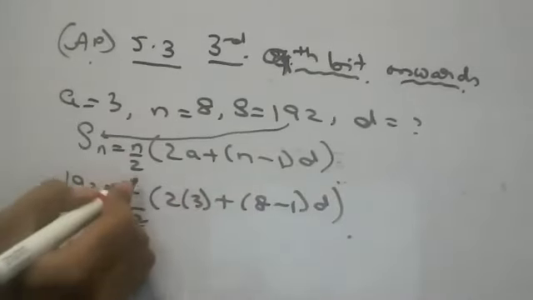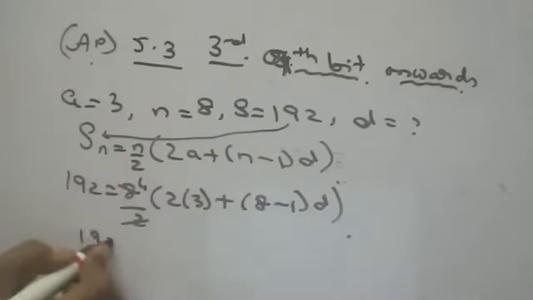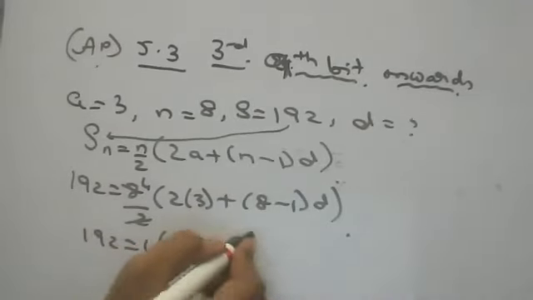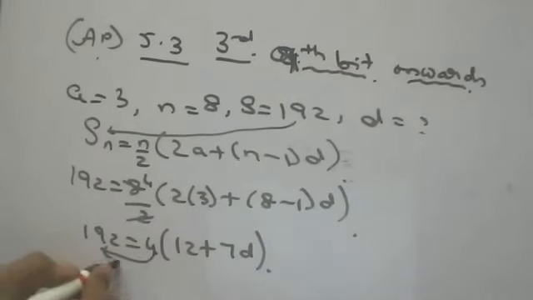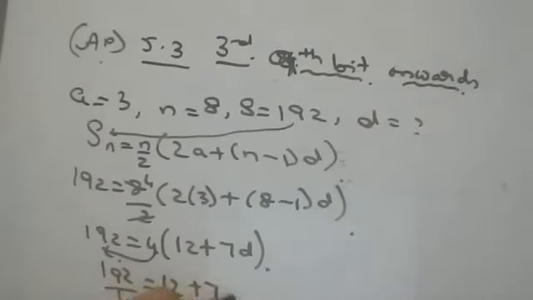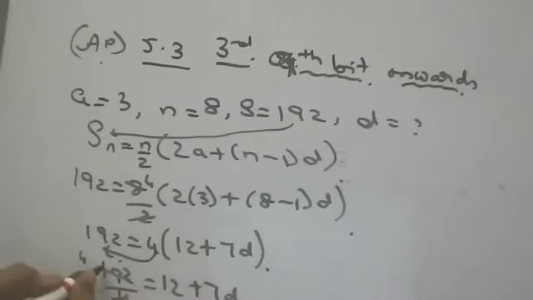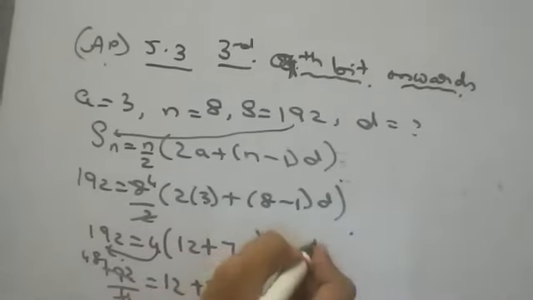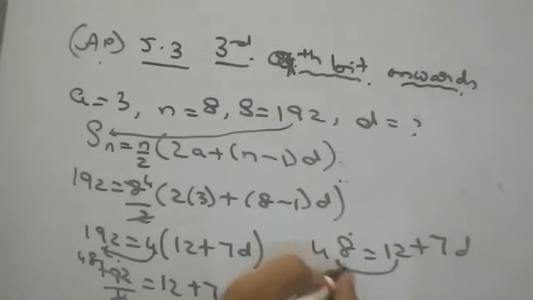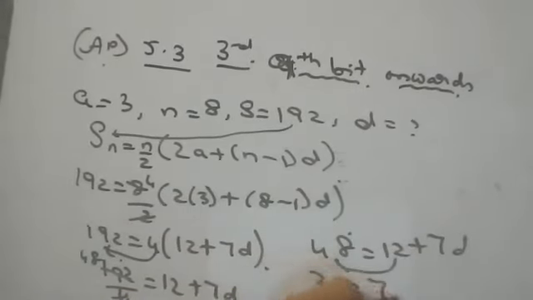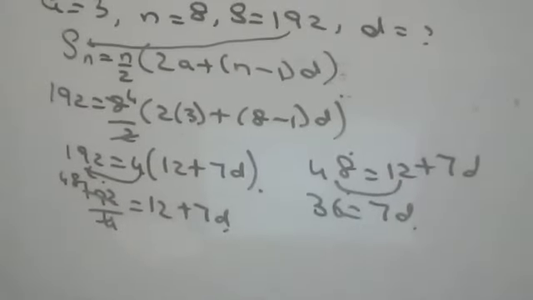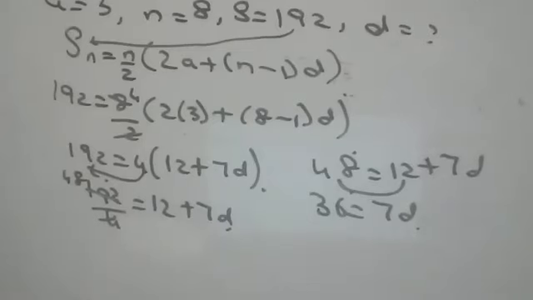That's all. 2 fours are 8. 192 is equal to 4 into 12 plus 7d. Try to do, children. 4 will come down. 192 by 4 is equal to 12 plus 7d. 4 fours are 16, 4 eights are 32. 48 is equal to 12 plus 7d. 36 is equal to 7d. Am I doing correct, children?